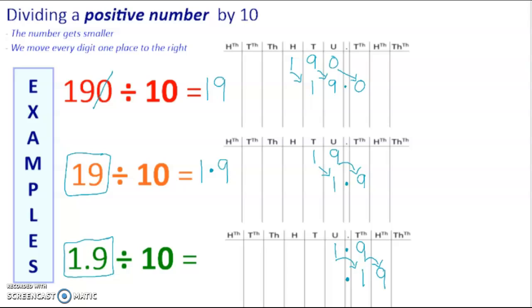But I can't have .19. So what am I going to put in the units column? Can you remember from last lesson what we put in the empty columns as a placeholder? That's right, we put a 0 because we've got no units, so it becomes a 0. So the answer to 1.9 divided by 10 is 0.19.